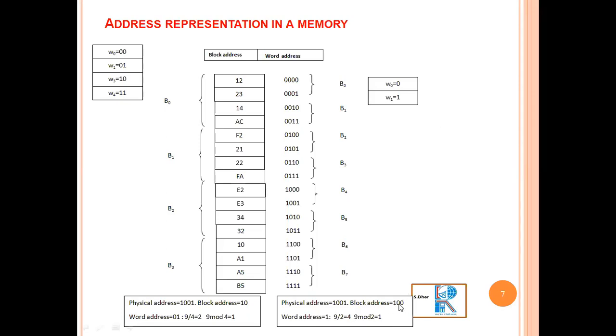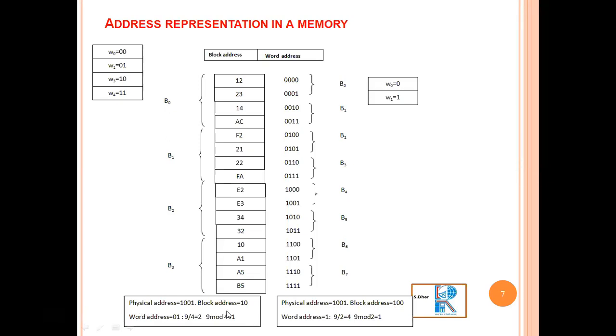See here, this is the fourth block: 100 is 4, and the word address is 1. So in two ways we can find out the block address and the word address: one using the binary number and another using the numerical system. See another example on the left hand side.